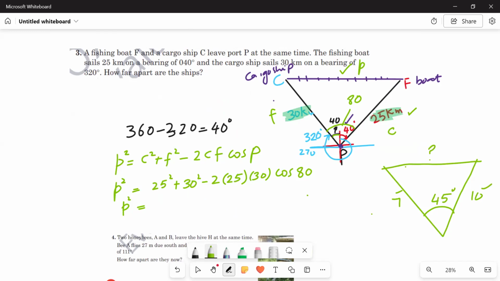So it will be 25 squared plus 30 squared minus 2 times 25 times 30 times cos 80. The answer would be 35.5 after taking the square root. Yes, it is 35.5, and that will also be in kilometers.